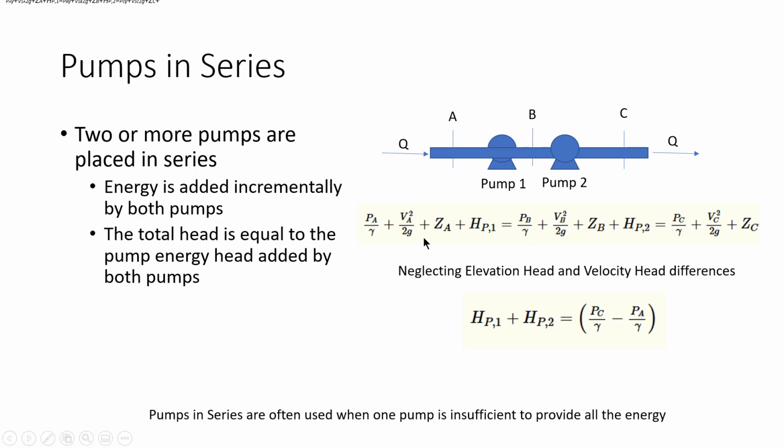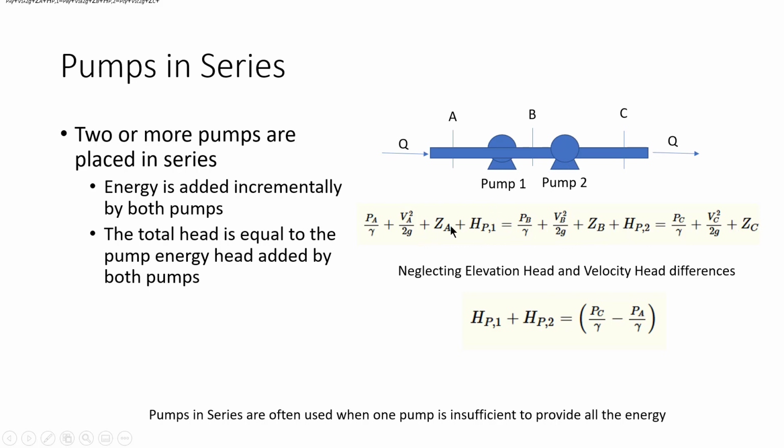So basically, if we neglect our velocity heads, because the pump has the same diameter and the same flow rate going through, so the velocity is constant, I can cancel out my velocity terms. And then if the pipe is horizontal to the ground, there are very little elevation differences due to pumps in series.